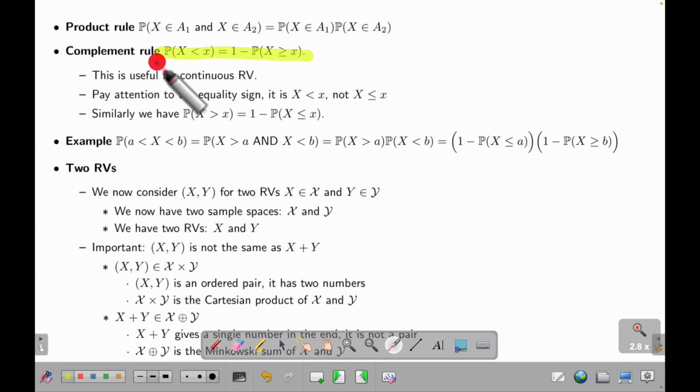Here's an example of this complementary rule. Suppose I have a random variable X that is strictly between A and B. That means strictly larger than A and strictly smaller than B. Then what does it mean? It means I have the probability of X strictly larger than A and strictly smaller than B. And because of the product rule, I can split this into this expression, that is the probability of X strictly larger than A, compute this, and then multiply with the probability of X strictly smaller than B. I compute this, okay? And then how do I compute each of these two? I can use the complementary rule by using 1 minus the not cases. I have this term for X strictly larger than A and this term for X strictly smaller than B.